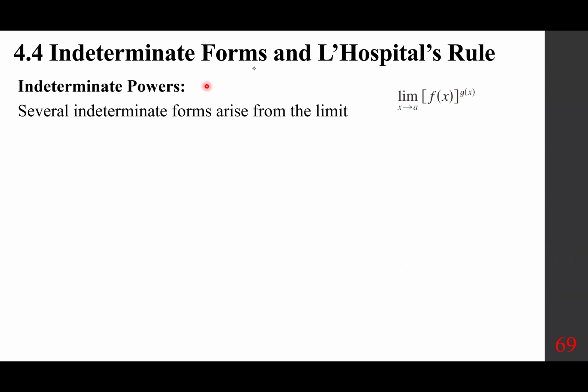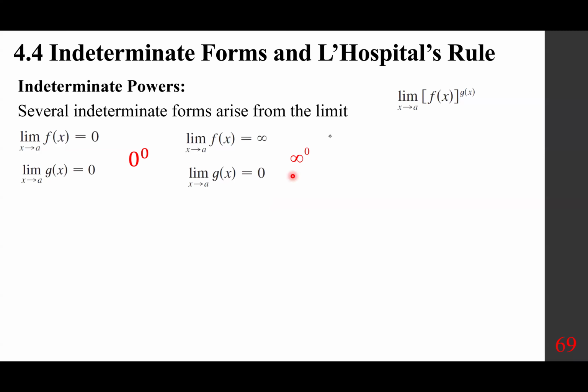We also have indeterminate powers in this case. Several indeterminate forms arise from the limit. When we have the limit of f of x to the power of g of x as x approaches a, we may get the following: 0 to the power of 0. If the limit of f of x as x approaches a as well as the limit of g of x as x approaches a is 0, we get 0 to the power of 0. If one is infinity, one is 0, then we get infinity to the power of 0. And if the limit of f of x as x approaches a is 1, the other one is positive or negative infinity, we get 1 to the power of infinity or negative infinity. And so 1 to the power of infinity.